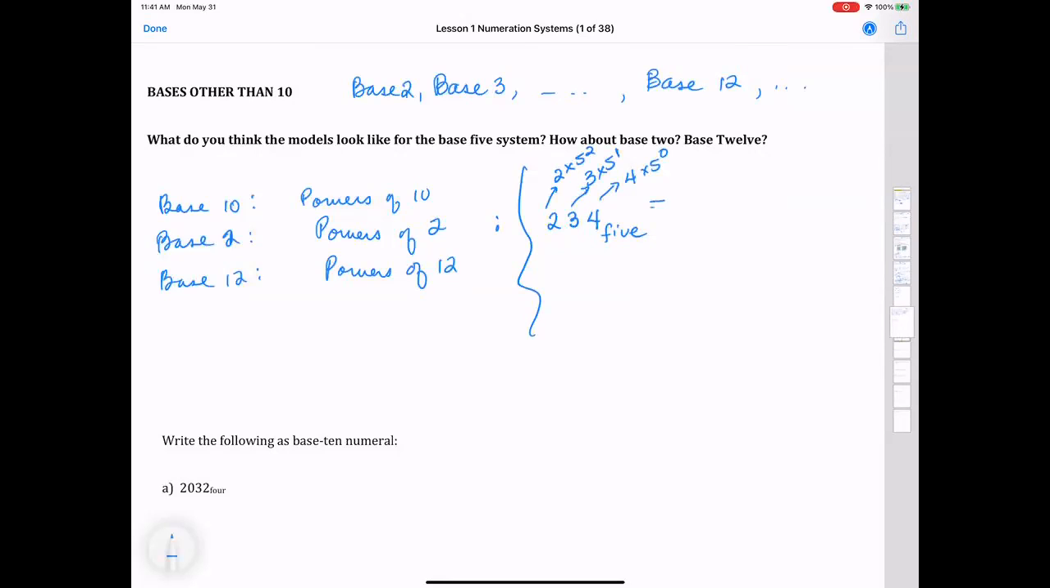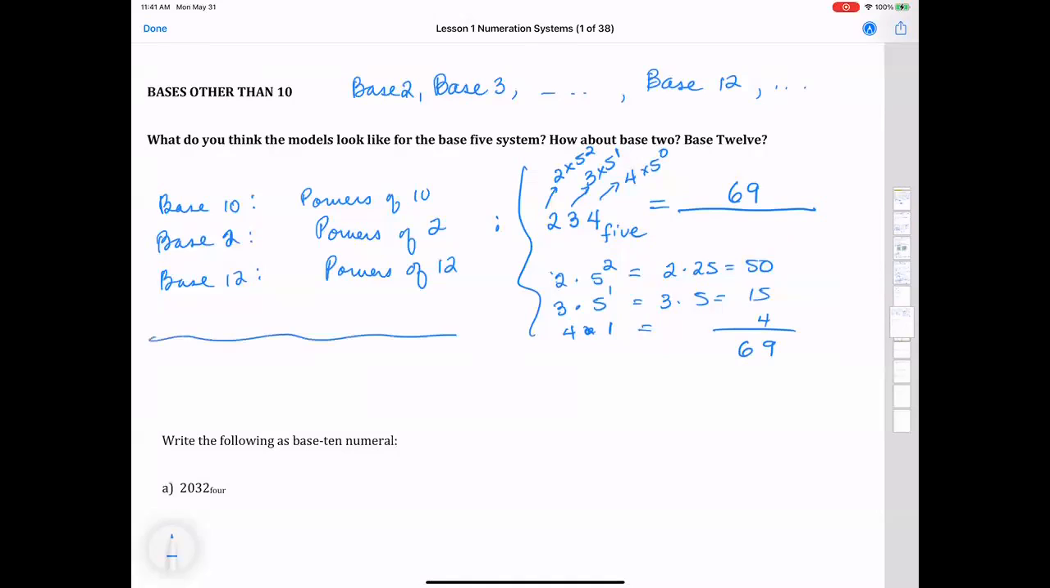So let's see what this looks like in regular base 10. What is 2 groups of 5 squared? So 5 squared is 25, so that's 2 times 25, which is 50. 3 groups of 5 to the first, so that's 3 times 5, that's 15. 4 groups of 5 to the 0, or 1, is 4. If we combine, this is 69. So this is 69 base 10, the regular base that we use.